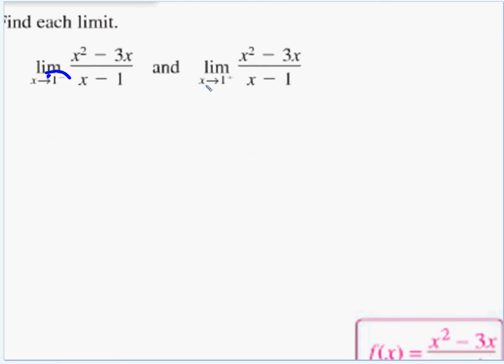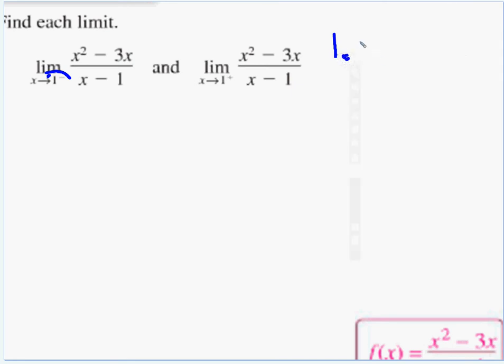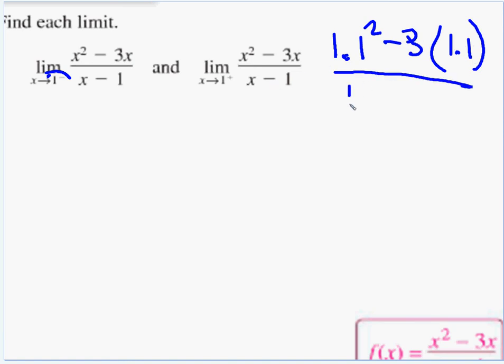Now we're coming in at 1 from the right, or a number a little bit bigger than 1. So I'm going to think 1.1. That is 1.1 squared minus 3 times 1.1. Down in the denominator will be 1.1 minus 1. Up in the numerator, 1.1 squared is 1.21, minus 3 times that, which is 3.3.